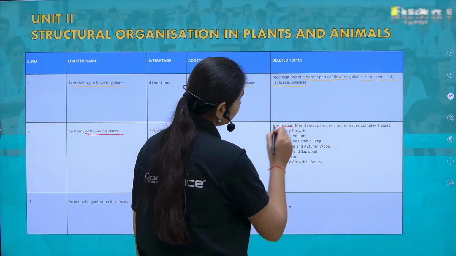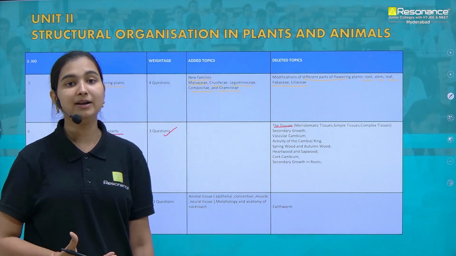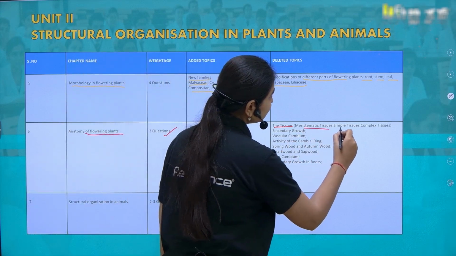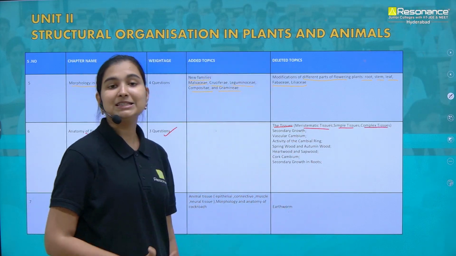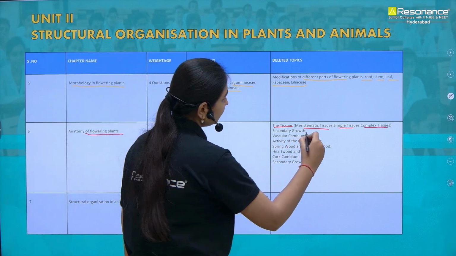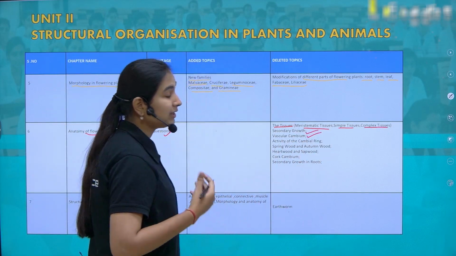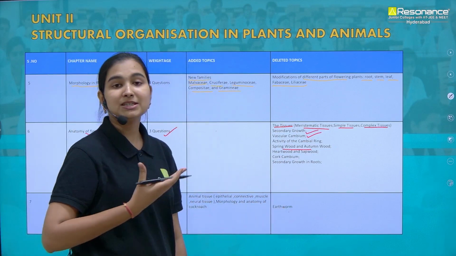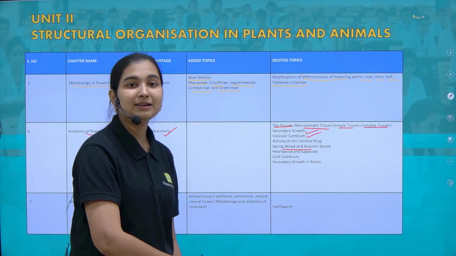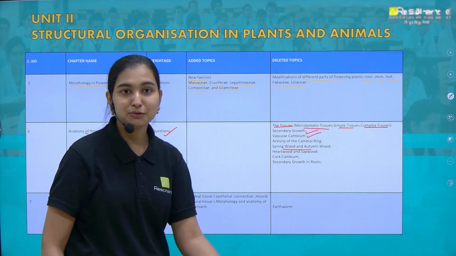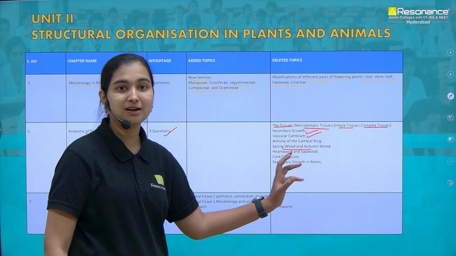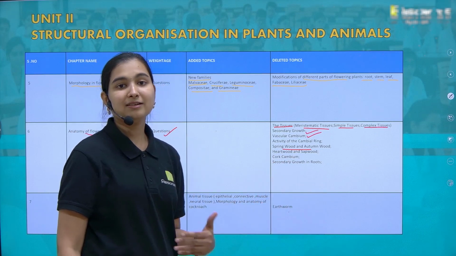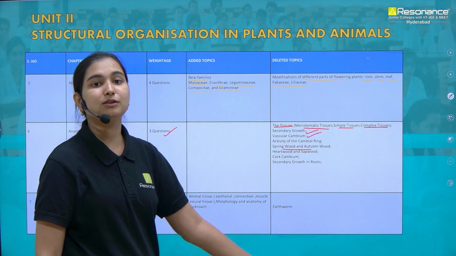The tissues. In the very intro part, we have the tissues like simple tissue, complex tissue, meristematic tissue. This part is deleted. Secondary growth, the vascular cambium, the activity of the cambial ring, the autumn wood, the spring wood, and the secondary growth in roots, all these parts are deleted. I think it's very happy news for you, because this is a part where students often get confused and stuck. As this part is deleted, you can concentrate more on the other topics. Fine.